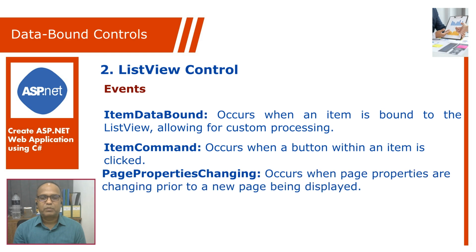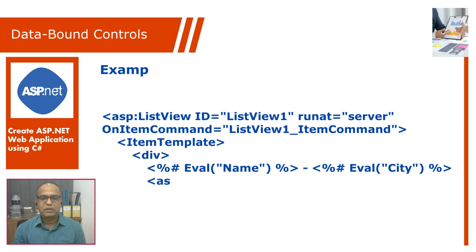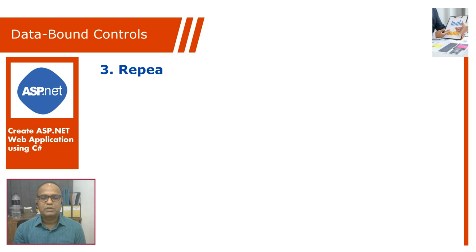Page properties changing occurs when page properties are changing prior to the new page being displayed. Page properties changed occurs after the page properties have changed. Example: repeater. Number 3, repeater control. Repeater control is a lightweight control for displaying items without built-in functionality, offering full control over HTML markup via templates.